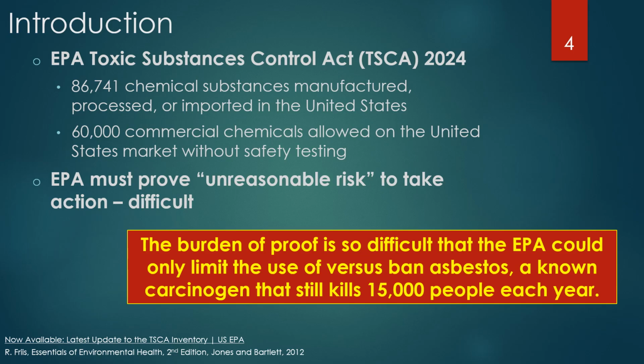To prove that a substance is an unreasonable risk is a huge burden. It's difficult to define a threshold for unreasonable risk. For example, the EPA can only limit the use of, versus ban, asbestos, a known carcinogen demonstrated by numerous studies. Asbestos still kills approximately 15,000 people each year.